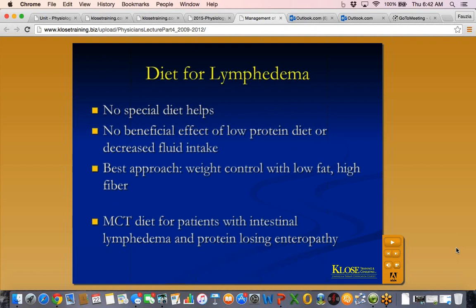Diet for lymphedema. There's no evidence that shows any specific diet helps, but some people feel that because there's high protein in their fluid, they might want to go on a low protein diet, or they might decrease their fluid intake, but that's not really shown to be effective. The best approach is for the patient to be aware of their weight and weight control with a low fat, high fiber diet, and taking enough water.